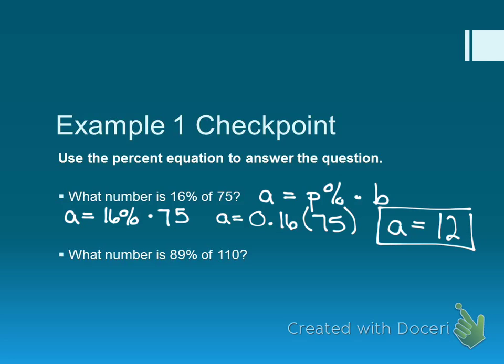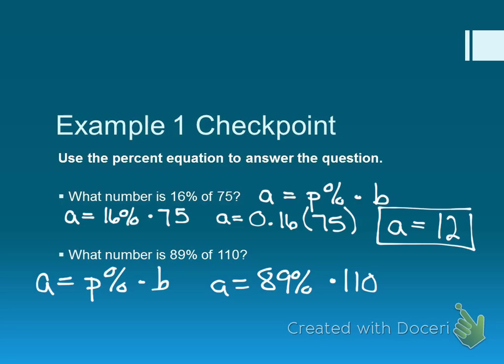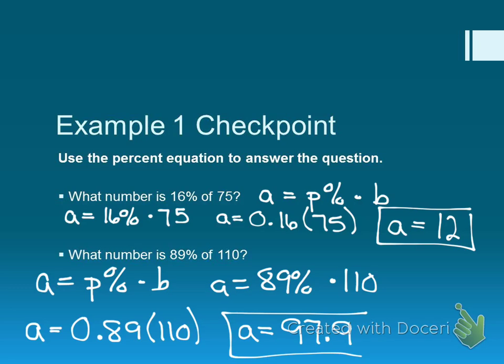All right, go ahead and solve the second one. A equals P percent times B. A equals 89% times 110. What do I do with my percentage? A equals 0.89 times 110. And what's my answer? 97.9. Perfect. Who got it right?